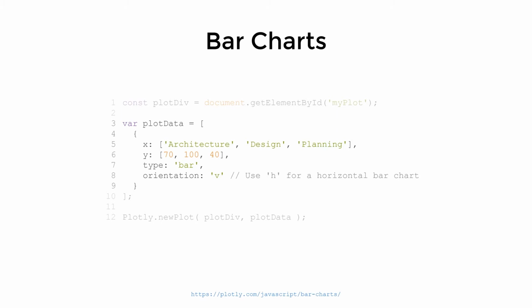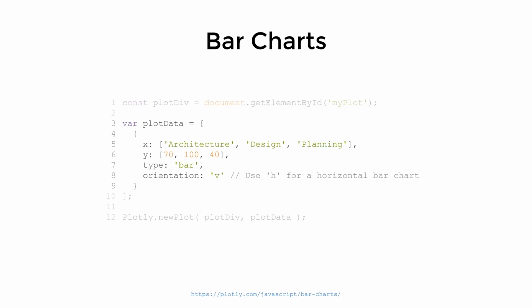And then the last thing that you might want to include in your data object is the orientation property. Orientation property will default to V. V stands for vertical, and that's what results in the bars going up and down the page. But you can use H if you want to create a horizontal bar chart.